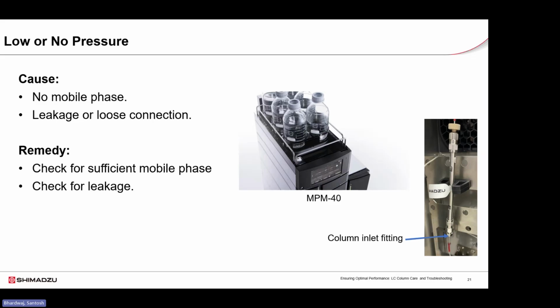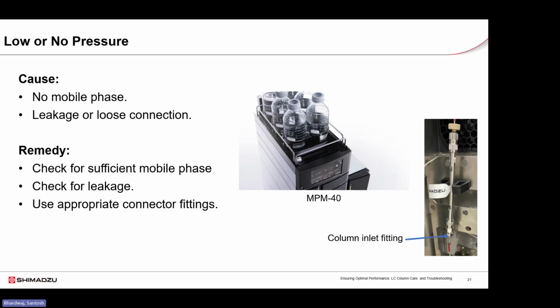The following steps need to be followed for the troubleshooting of low back pressure. Check the mobile phase level before starting your run. If available, you can use the Shimadzu LC mobile phase monitoring option, which tracks the mobile phase level and alerts you when it is running low.